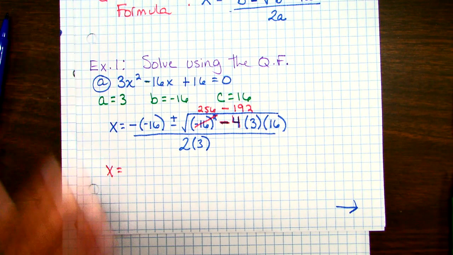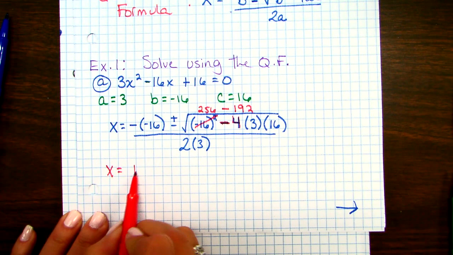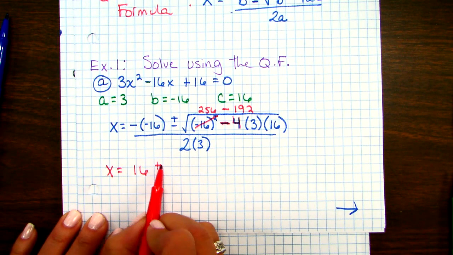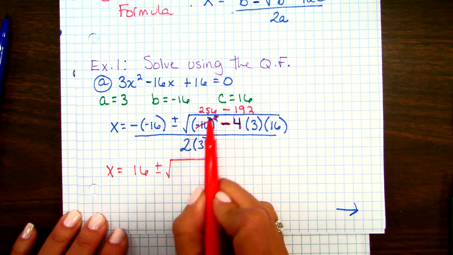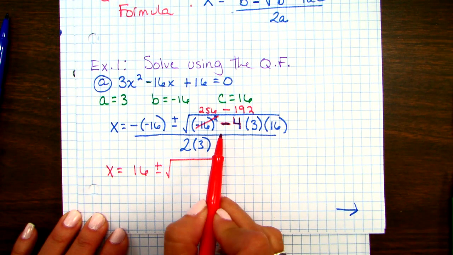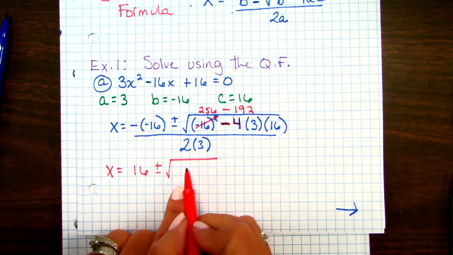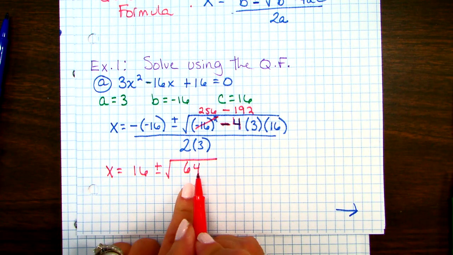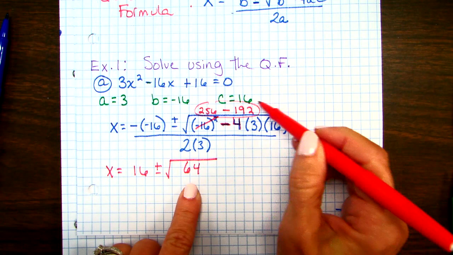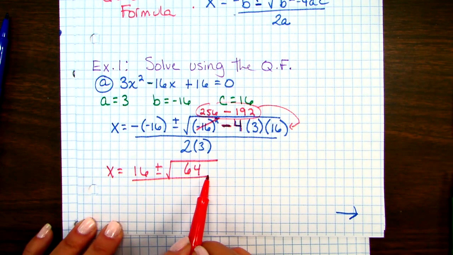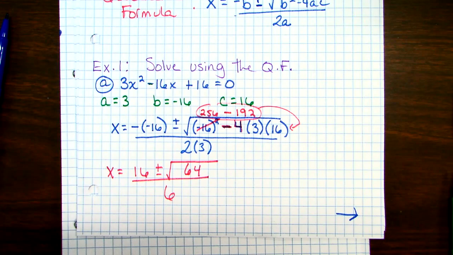Let's see what we have now. So the minus and the negative become plus 16, right? Underneath, wait, plus or minus, even though I wrote above it, this is really happening underneath, okay? So let's simplify 256 minus 192, and we get 64. Still under the radical, right? That is really underneath, and it's 64. Over what? 6, okay? Look how much smaller it just got.